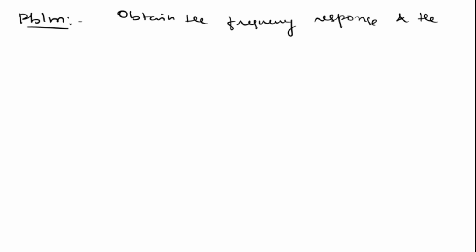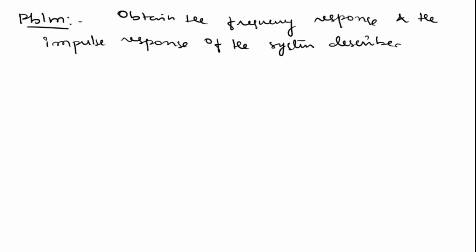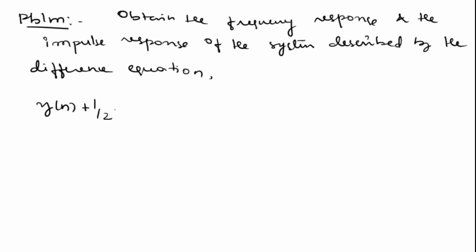Next problem. Obtain the frequency response and the impulse response of the system described by the difference equation y of n plus half into y of n minus 1 is equal to x of n minus 2 into x of n minus 1.